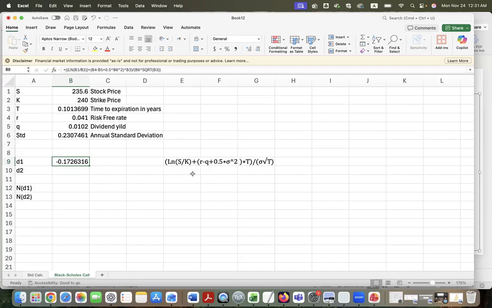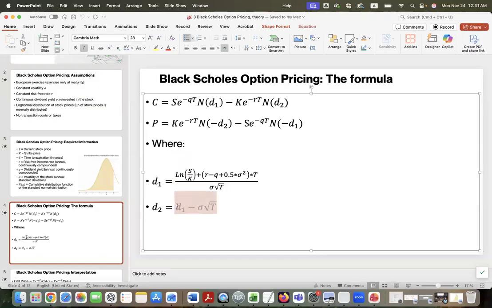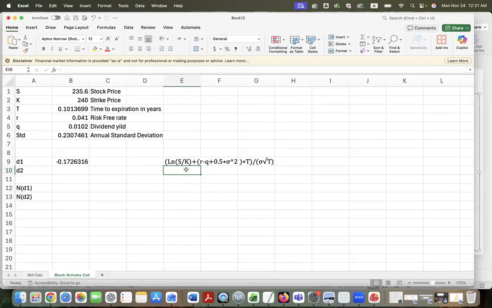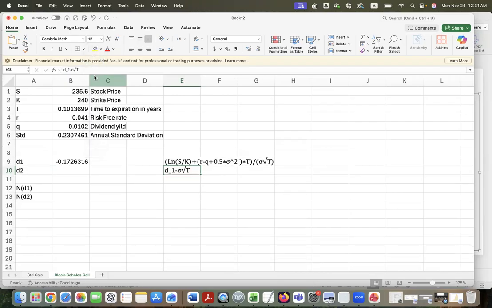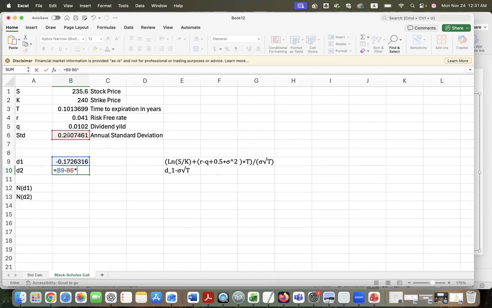Good. We calculated D1. Let's calculate D2. The formula for D2 is given here. Let's copy and paste that here so we know what's going on. Okay, so it's D1 minus standard deviation times SQRT of T. Good, we calculated D1 and D2.